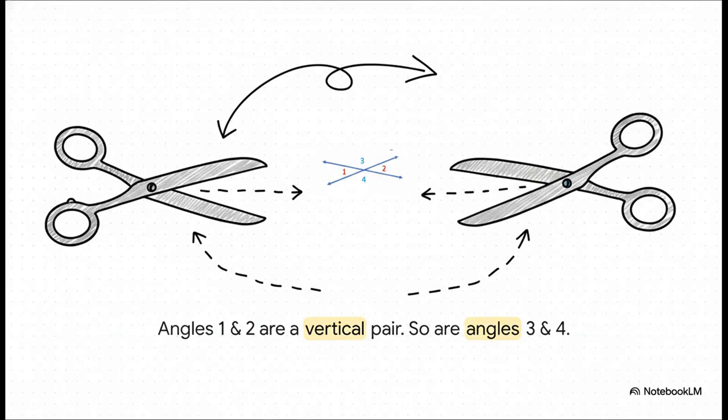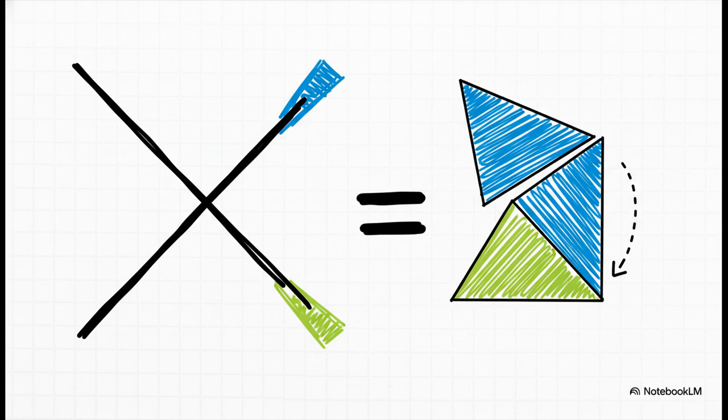So, check it out. Angle 1 and angle 2 are a vertical pair. They're directly across from each other. And the same is true for angle 3 and angle 4. The perfect way to picture this is a pair of scissors. As you open and close them, the angle between the blades is always the exact same as the angle between the handles. And this is the key takeaway, right here. Congruent is just a fancy way of saying they're equal. That's it. So if angle 1 is, say, 45 degrees, then angle 2 has to be 45 degrees too. They're perfect mirror images. No exceptions, ever.